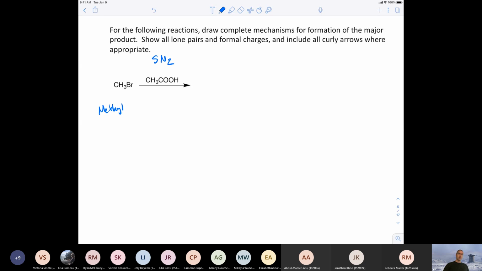Okay. And what's going to be our nucleophile? Well, our nucleophile is the solvent, which is a carboxylic acid, which is not a very good nucleophile, but any port in a storm here, we deal with what we got. So we have our methyl bromide, and draw it all out. Small molecule, there's not a whole lot to draw. Draw all our lone pairs. And this is acetic acid.